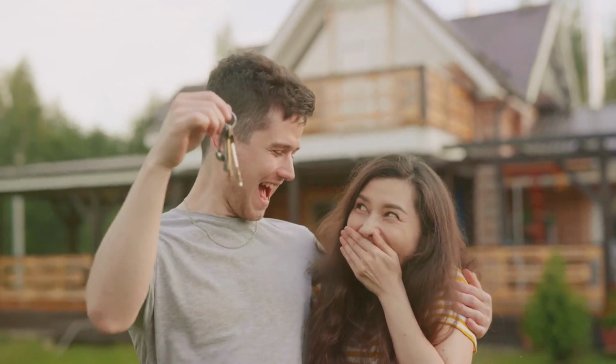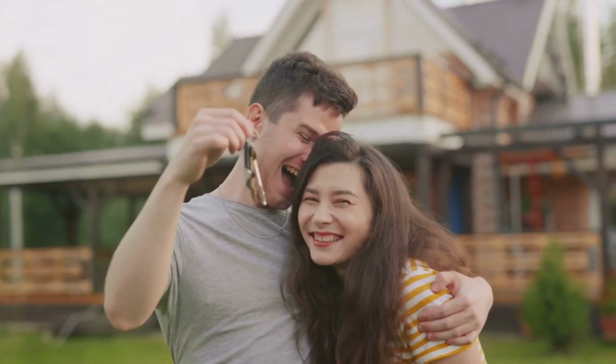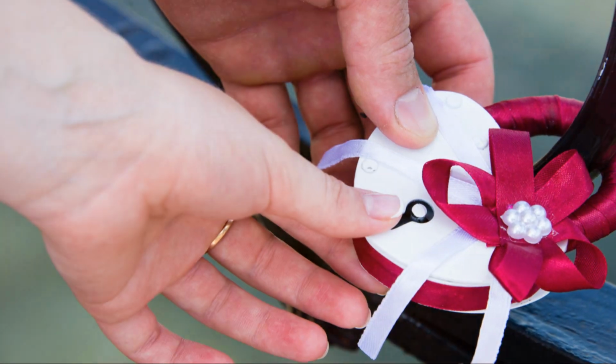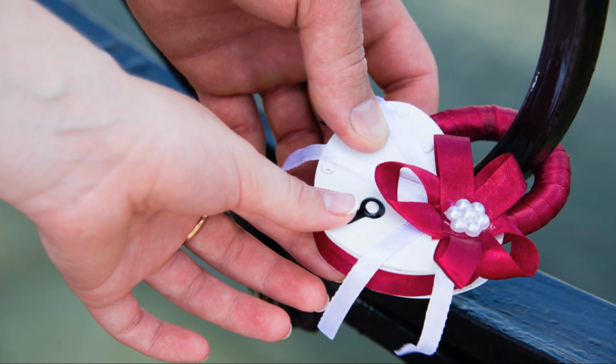Tenancy by the entirety. This form of ownership is available only to married couples. Both spouses share equal ownership and neither can sell their share without the other's consent. It also includes the right of survivorship, so if one spouse dies, the other automatically becomes the sole owner.